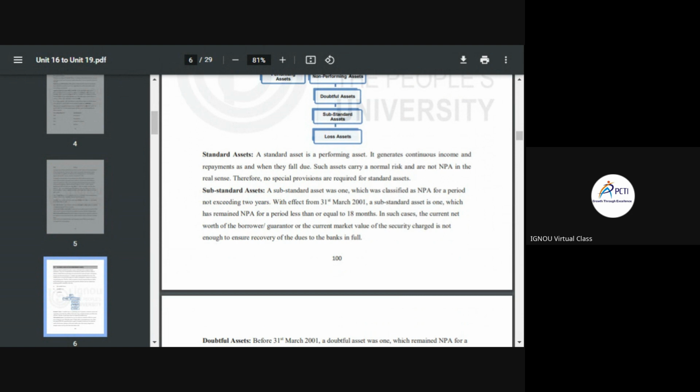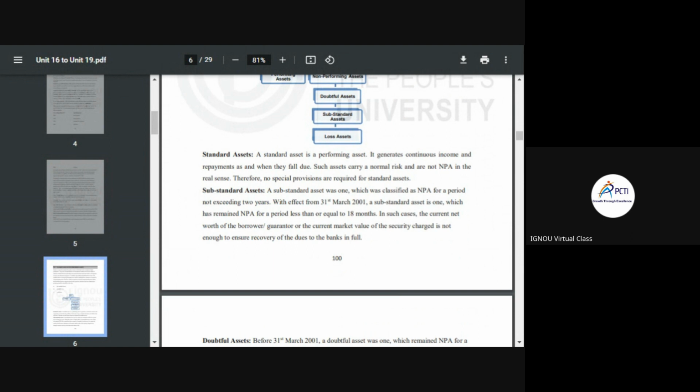Then we have the substandard asset. A substandard asset was one which was classified as a non-performing asset for a period not exceeding 2 years with effect from 31st March 2001. So a substandard asset is one which has remained a non-performing asset for a period less than or equal to 18 months. In such cases, the current net worth of the borrower or guarantor, or the current market value of the security charged, is not enough to ensure recovery of the dues of the bank in full.